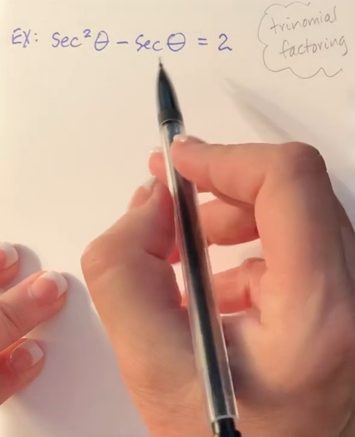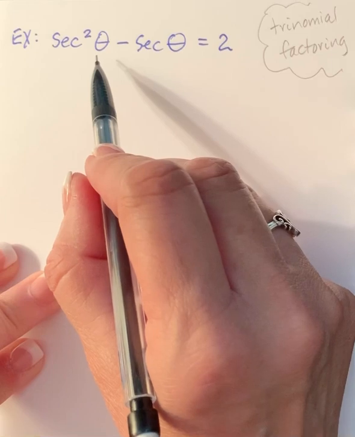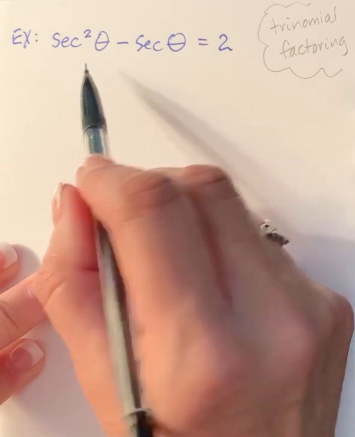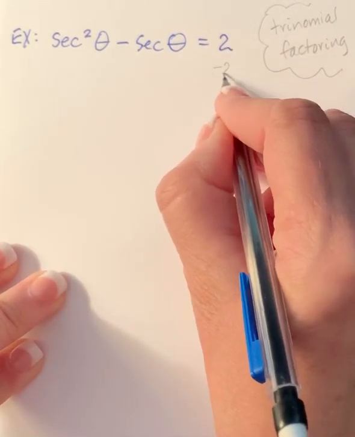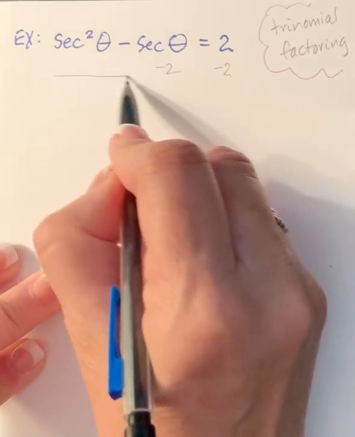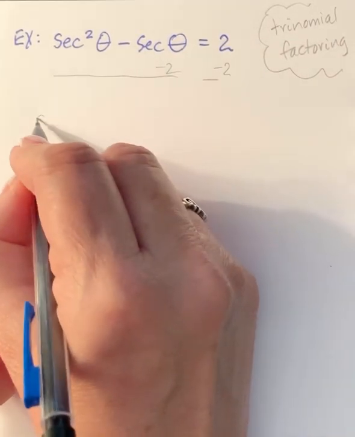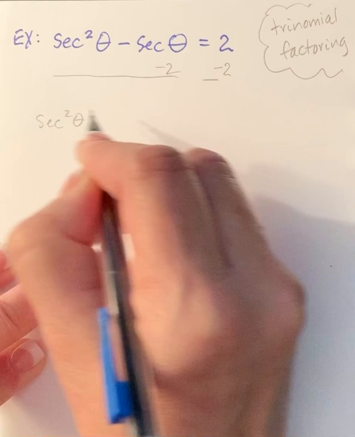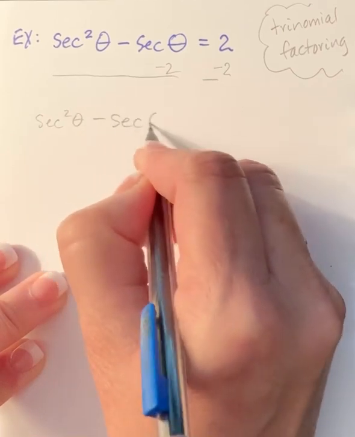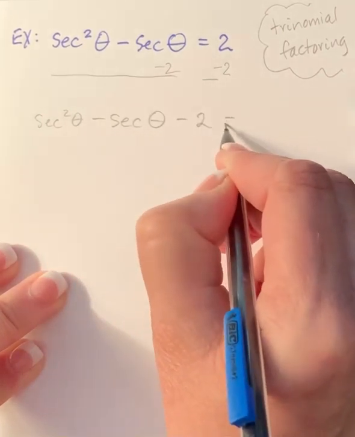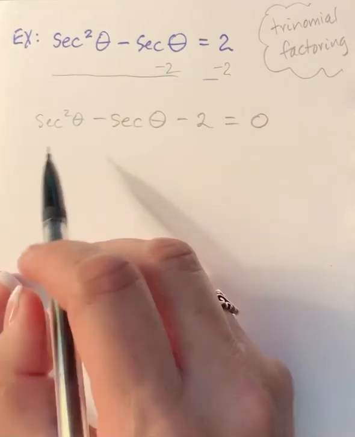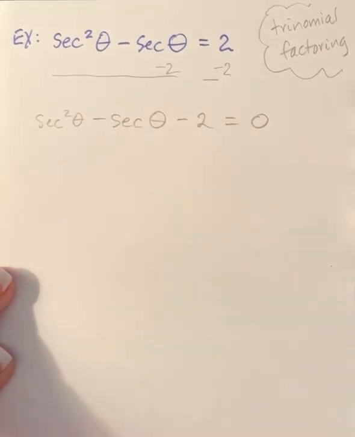Okay, so first of all, anytime we're doing factoring, we do need it set equal to 0. So we'll need to subtract 2 from both sides. And so then we'll have secant squared theta minus the secant of theta minus 2 is equal to 0. Okay, so now you can see 1, 2, 3 terms. So this is like a trinomial.